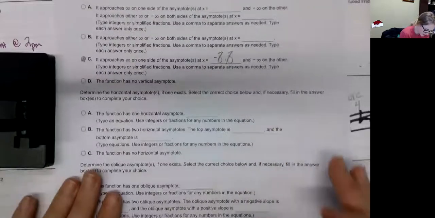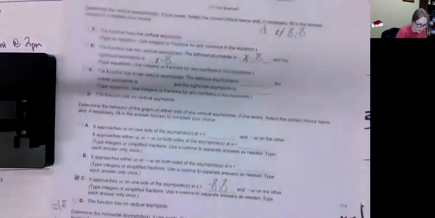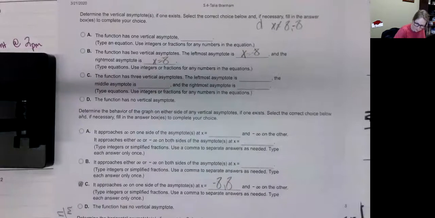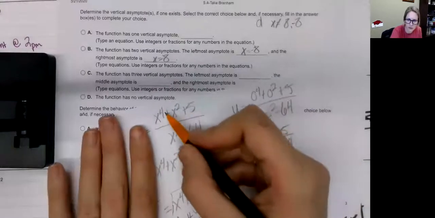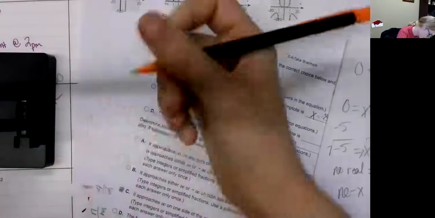Determine the horizontal asymptotes if one exists. So we have to find the degree of the numerator and the denominator. The degree of our numerator, our equation was to the 4th power. So our numerator is 4 and our denominator is 2. So numerator 4, denominator 2.